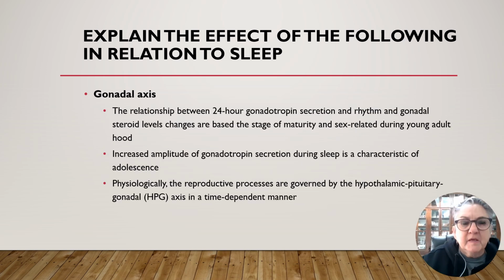Okay, we're going to next speak about the gonadal axis. This is the relationship between the 24-hour gonadotropin secretion and rhythm, and gonadal steroid levels, which are based on the stage of maturity and sex during young adulthood. Increased amplitude in gonadotropin secretion during sleep is characteristic in adolescence. Physiologically, the reproductive processes are governed by the hypothalamic pituitary gonadal axis in a time-dependent manner.